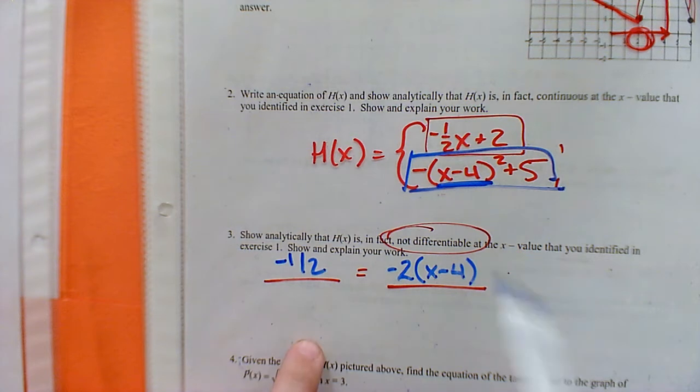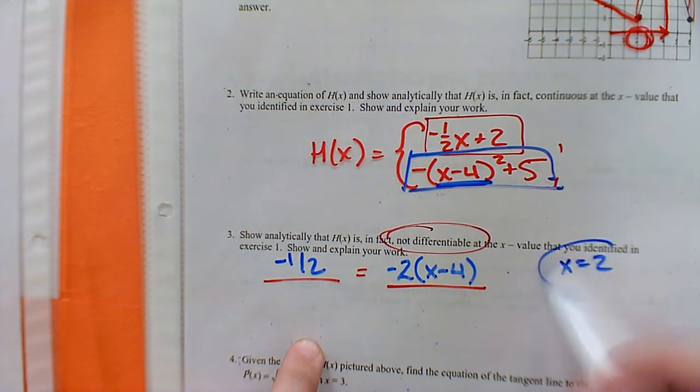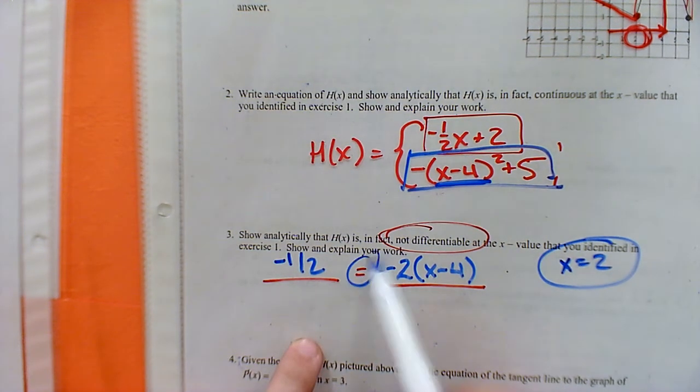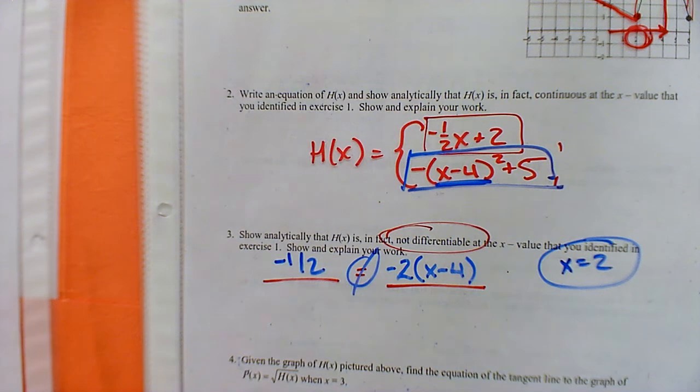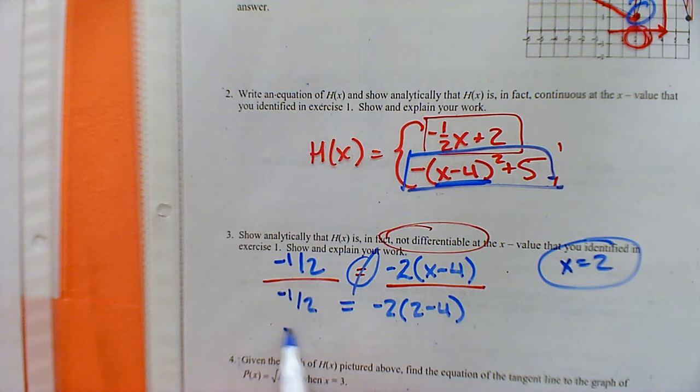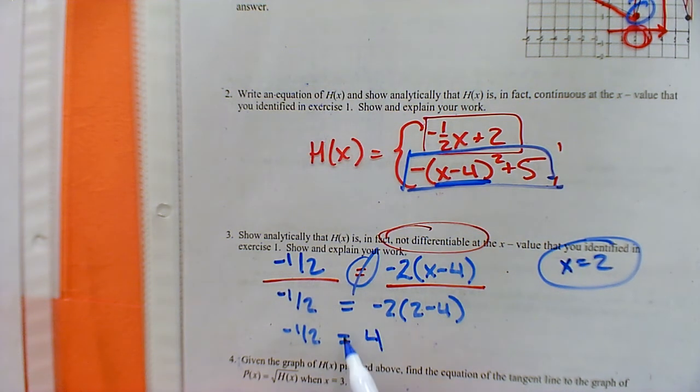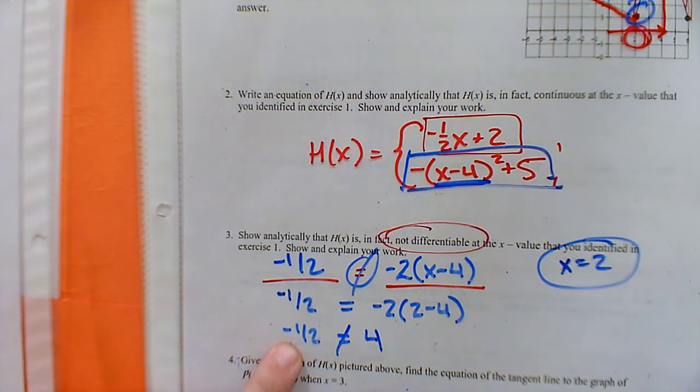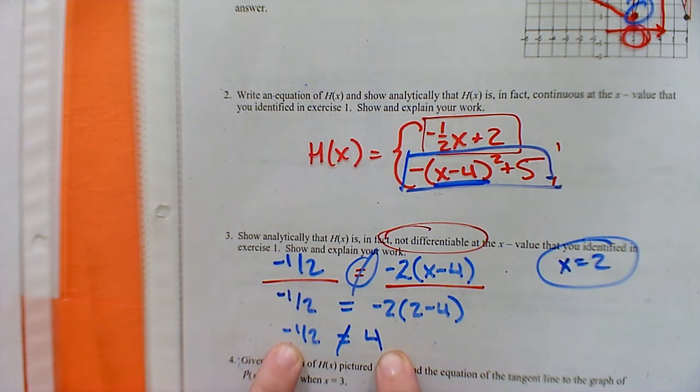We need to somehow show that if we plug in x equals 2, that they are not equal. Okay, the slopes are different, somehow creating a sharp point, a vertical slope, and end point, specifically sharp point in this case. So if you were to plug in 2 for x, we have -2 times -2, which is a +4. Clearly, the slope from the left is not matching the slope from the right.